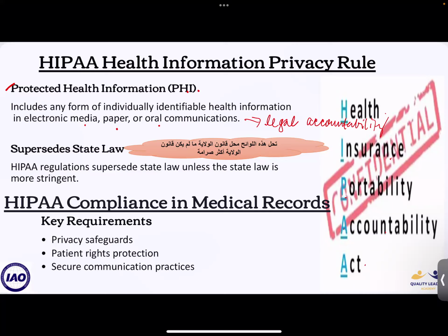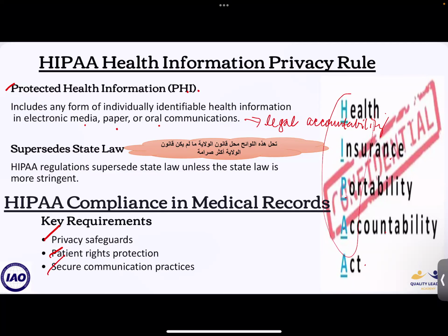HIPAA applies to individually identifiable health information, whether it is in electronic media, paper, or any oral communication. It supersedes, meaning it overrides, the state laws unless the state law is stricter regarding security and confidentiality of the medical record information. HIPAA established key requirements: privacy safeguards, patients' rights protection, and secure communication practices. It's important to know that the privacy rules for medical records were set by HIPAA.